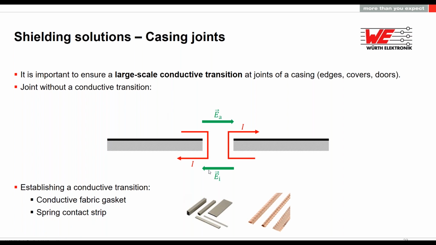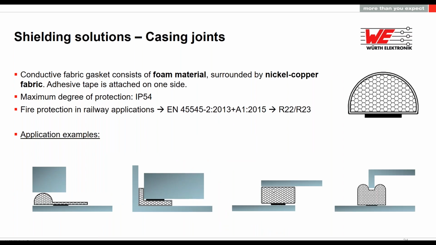How can we improve this connection? We can use conductive gaskets or spring contact strips. If we place them in the middle, as we can see here, depending on the shape and geometry, we can achieve a better transfer of power between this side and this side. With this, we are avoiding the antenna effect.